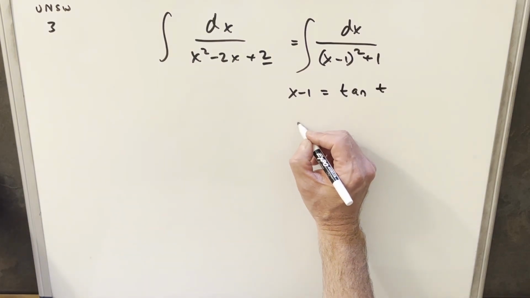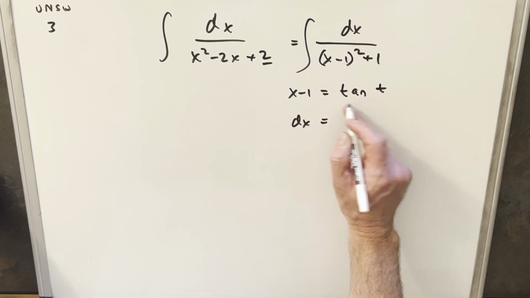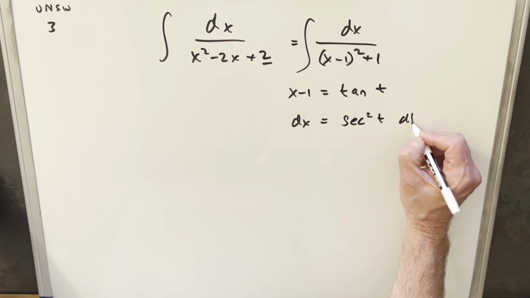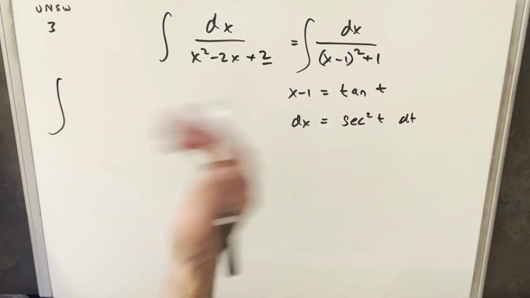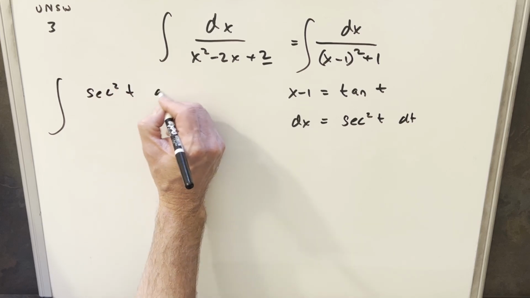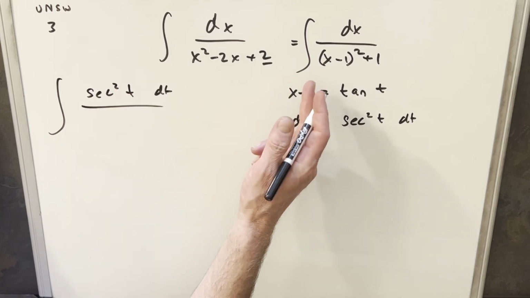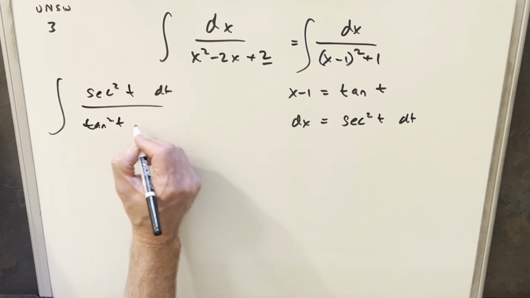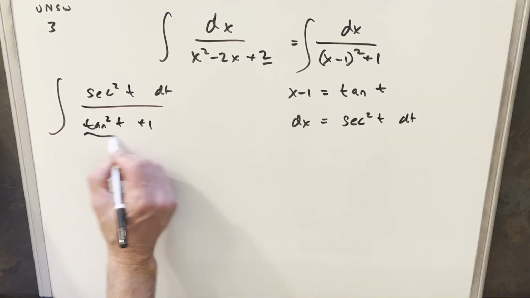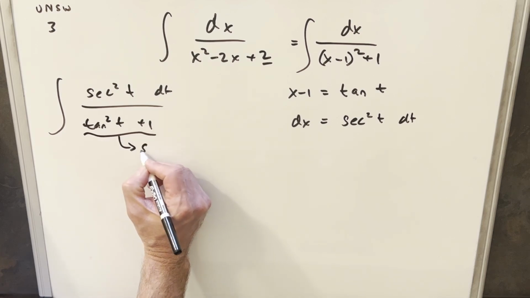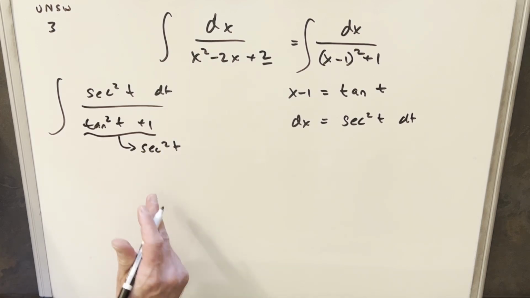Then I'll take my derivative, so our dx is going to be the derivative of tan, which is secant squared t dt. Making the substitution in the numerator, we're going to have this secant squared t dt, and then our denominator is going to become tan squared t plus 1. But the nice thing is there's an identity for this. Tan squared t plus 1 is the same thing as secant squared t.